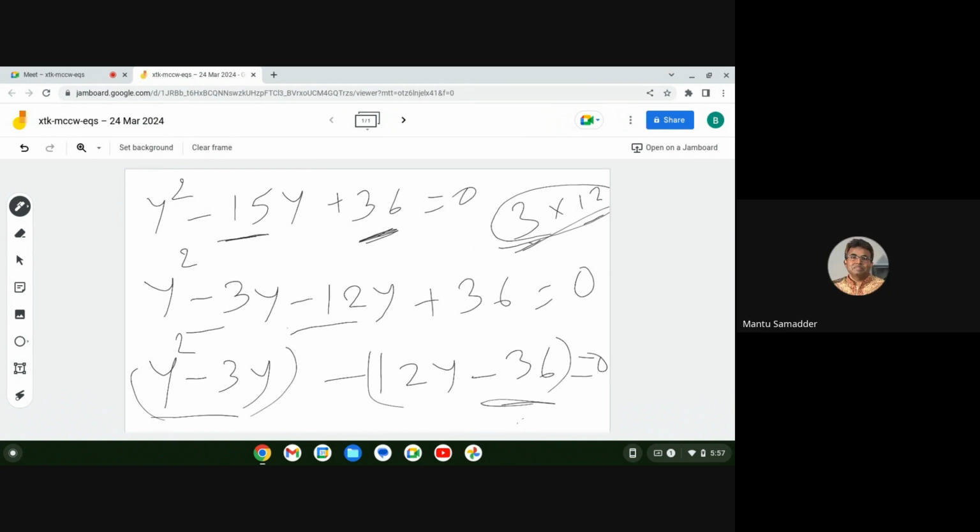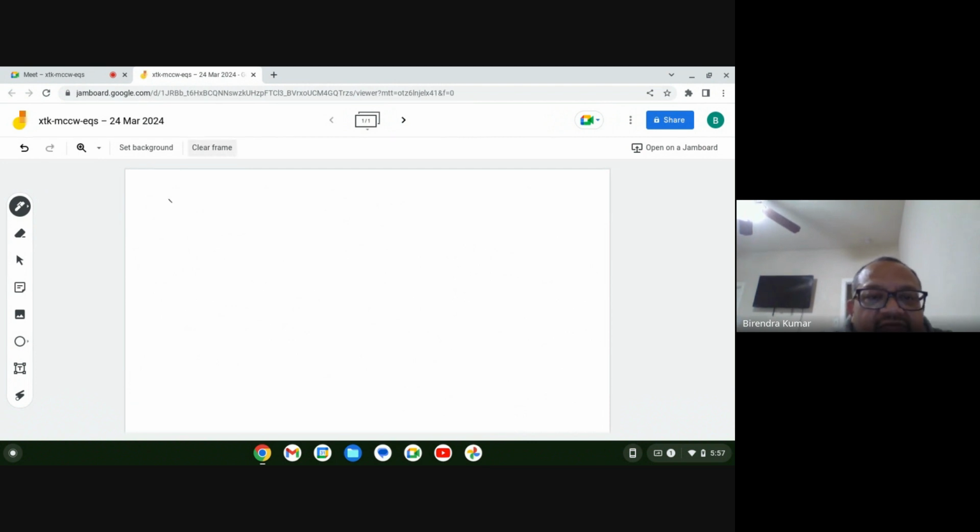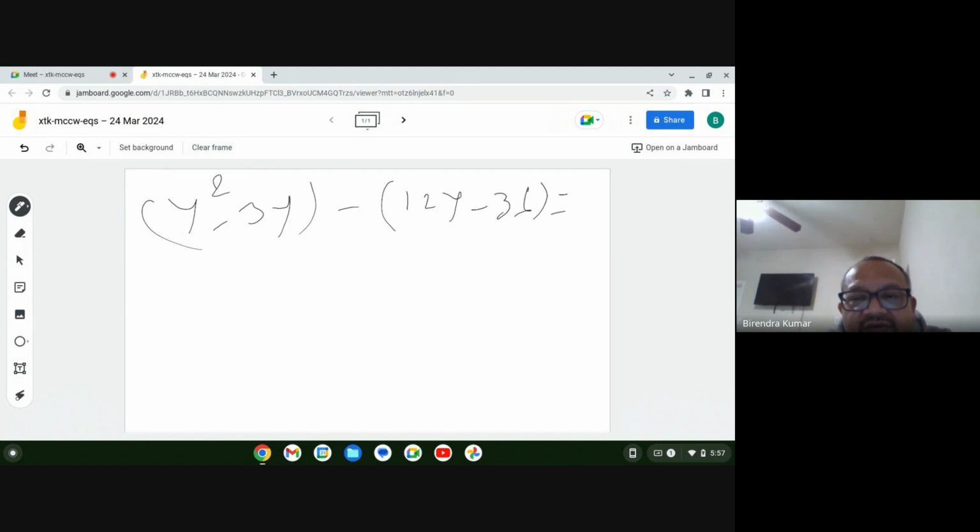Yeah. Mitran, are you comfortable with what I did? Yes. Okay. Now I got y square minus 3y minus 12y minus 36. Let me put that in. I got y square minus 3y as one bracket and minus 12y minus 36 as the second one, equals 0.